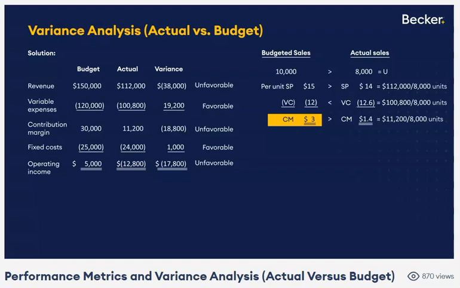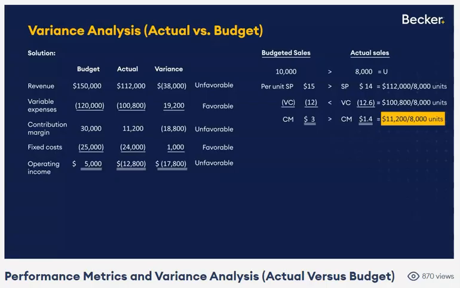And folks, our contribution margin per unit should have been $3 a unit. Every unit we sell, $3 goes towards fixed costs. The actual was only 1.4. That's horrible. That's well below what we budgeted. So folks, you were making a lot less money per unit to cover your fixed costs. Another way to get to 1.4, you could either take 14 minus 12.6 or take the $11,200 divided by 8,000 units. The contribution margin per unit, unfavorable. The variable cost per unit, unfavorable. Selling price per unit, unfavorable.